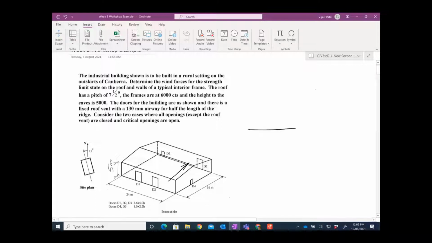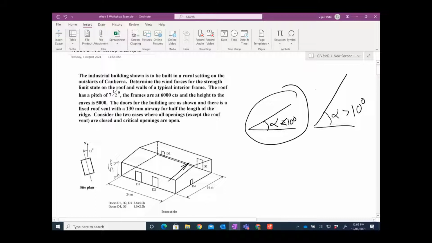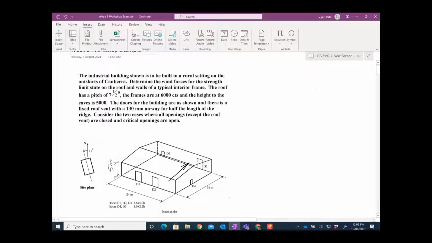So you have two options. You can have alpha less than or equal to 10 degrees, that is considered low, or you can have alpha greater than 10 degrees. Based on that, they have, I will show you where. So 7.5 falls in this category, alpha less than 10, which is a kind of low pitch. I will explain that in the figures. So just quick notes when I read this 7.5.